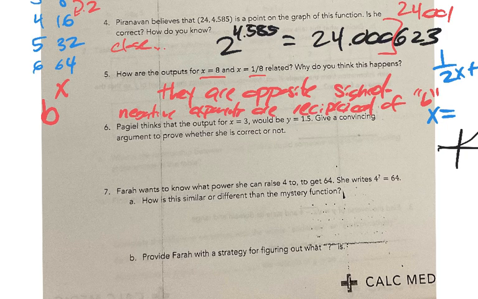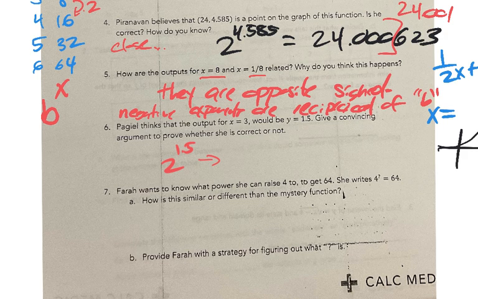All right. Pagel thinks 3 is the output. The y is 1.5. That sounds like Colin. Can we give a convincing argument otherwise? So this is 2 raised to the 1.5. I want to know, does that equal 3? So let's try to rewrite this. Do you know what 2 to the 1.5 is? You can use your calculator. Let's try to do it without a calculator.